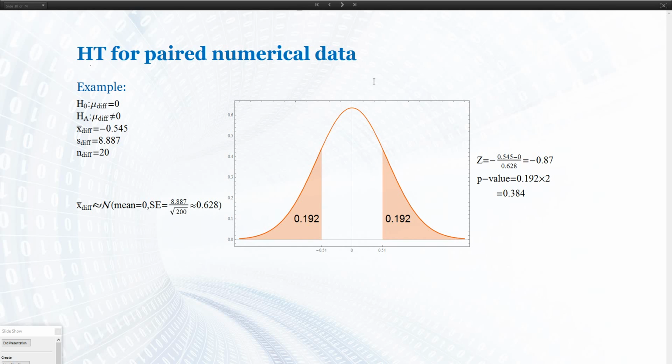That's here. Equivalent to minus 0.54 in this distribution. And the p-value for this two-sided test is 38%.